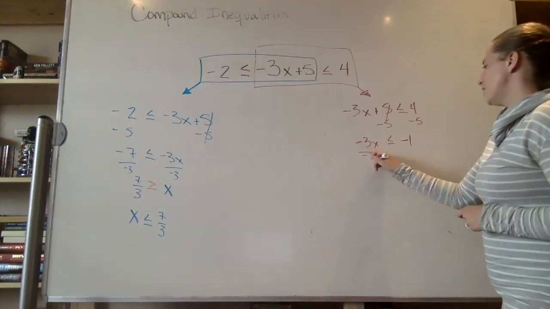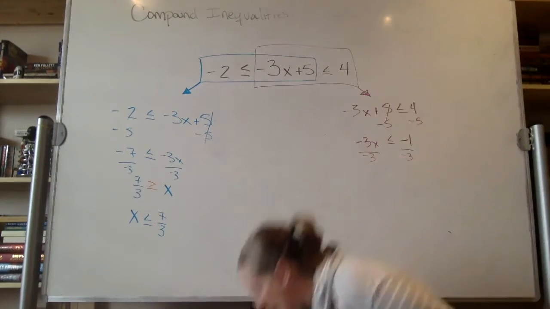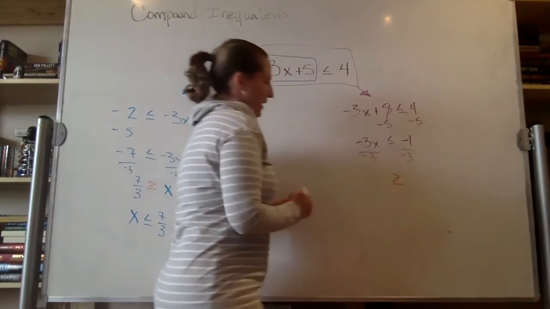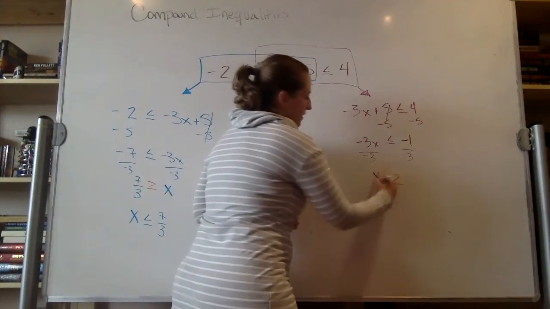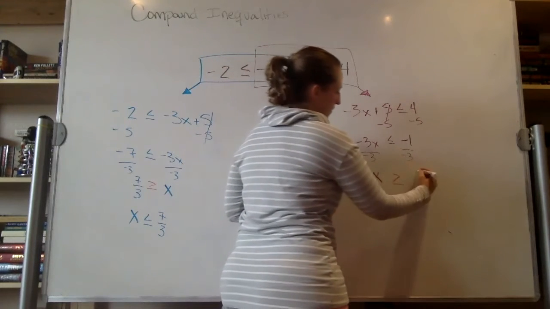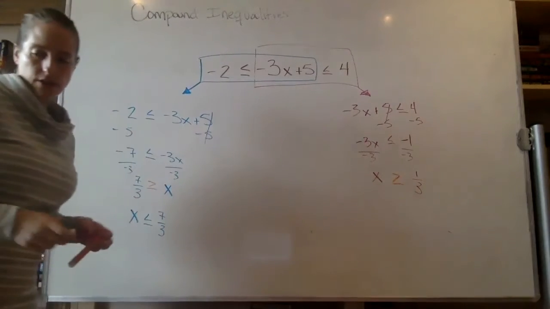Then I would divide both sides by -3. And again, warning bell should be going off because we're dividing by a negative, which means the direction of our inequality needs to switch. -3 divided by -3 cancels, leaving me with x is bigger than or equal to -1 divided by -3, which is positive 1/3. So here's the second part of our answer.